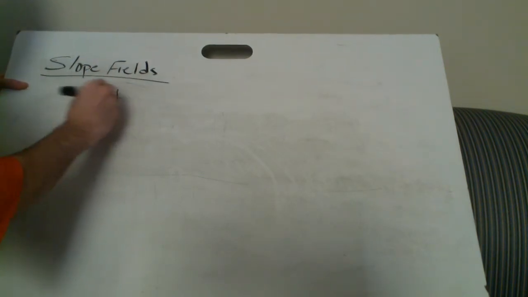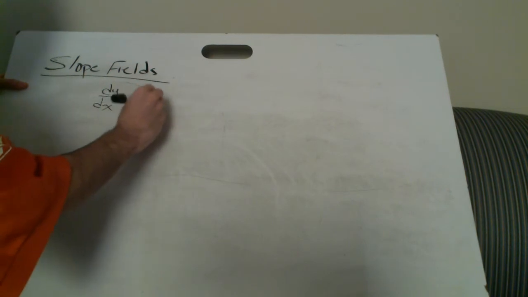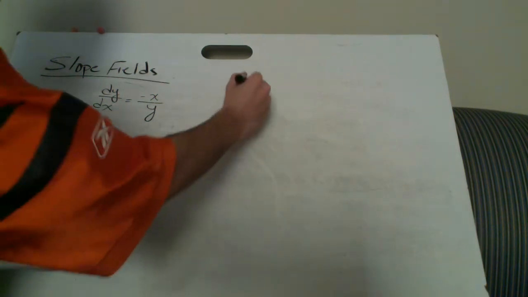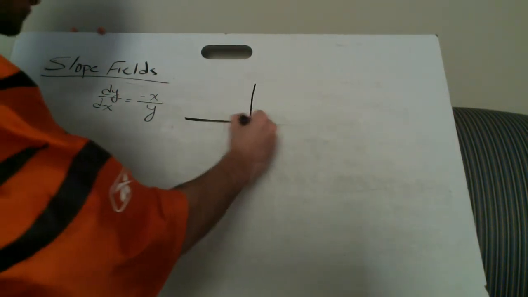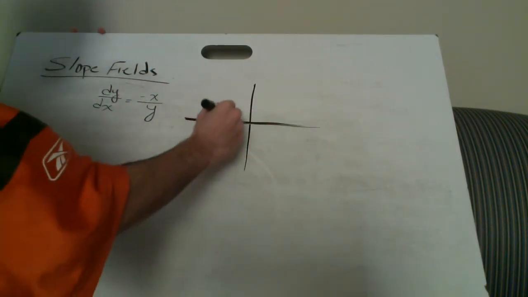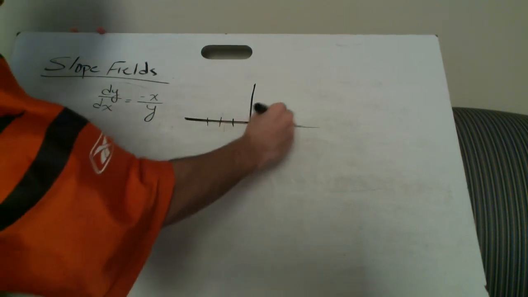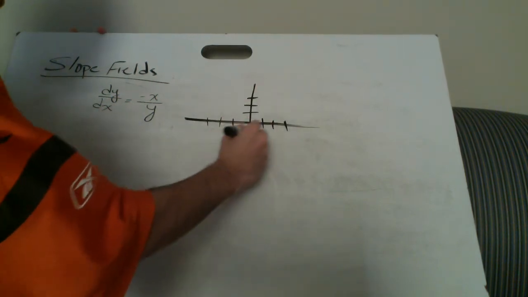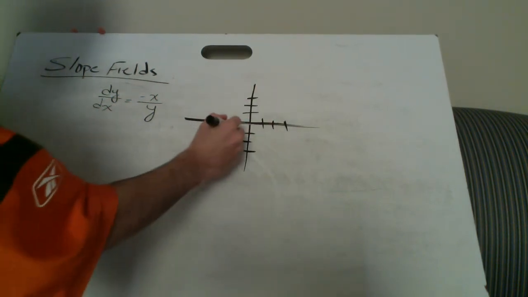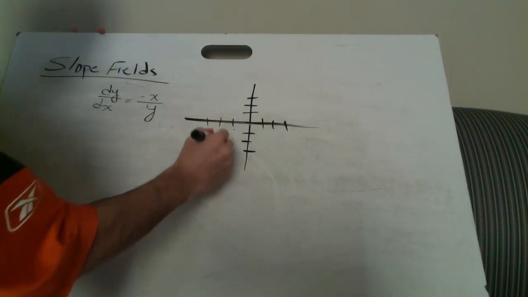Let's do that here. All right, so next equation we have dy/dx is equal to negative x over y. Again, a differential equation to start with. And again, we'll start using the same method here. We'll plot all of our points. So we'll go 1, 2, 3, and we'll just stick all of our points right there.